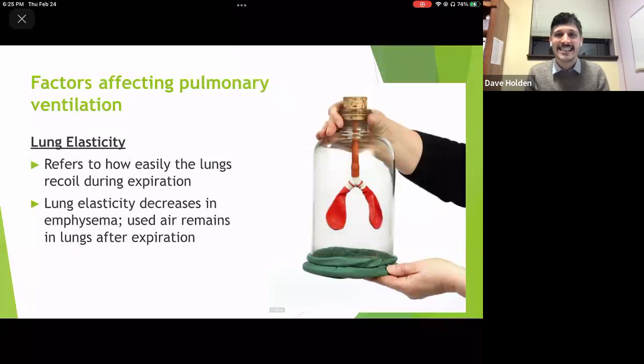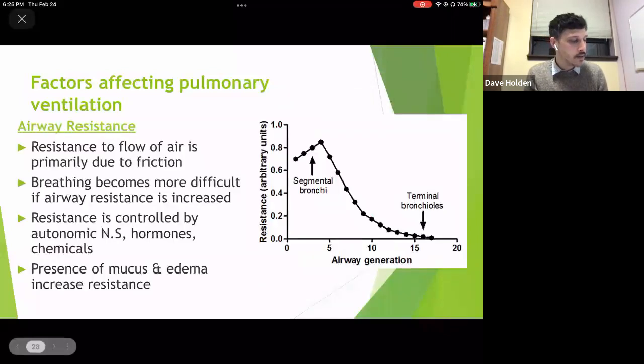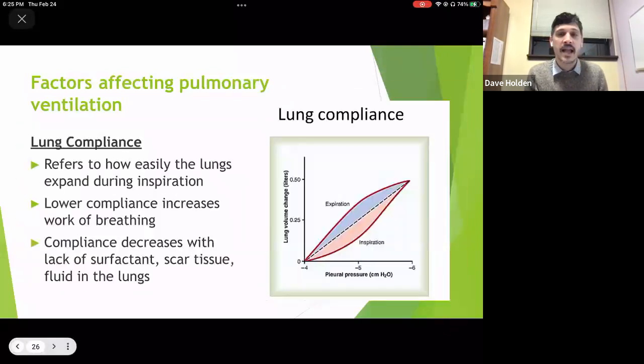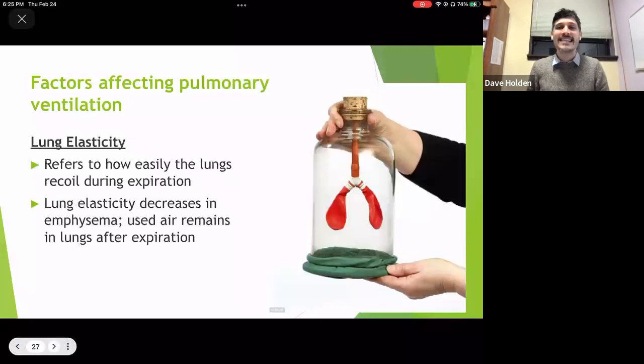We also look at lung elasticity. So real quick, compliance talked about how easily they expand, how easily they stretch. Elasticity is not about stretching, it's about snapping back. So lung compliance deals with the lung stretching. Lung elasticity talks about it snapping back to its original size after exhalation.